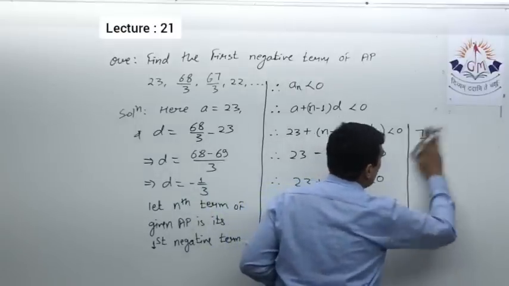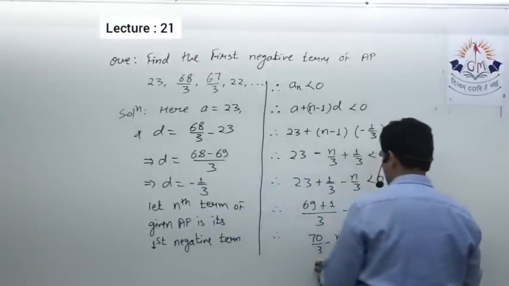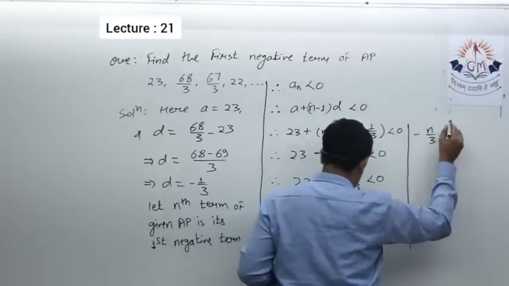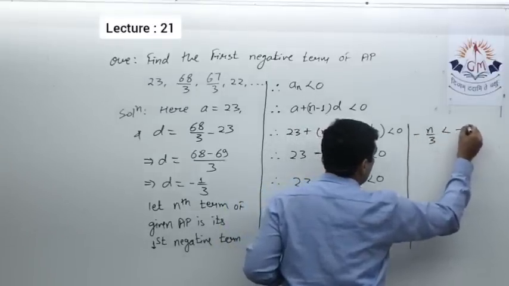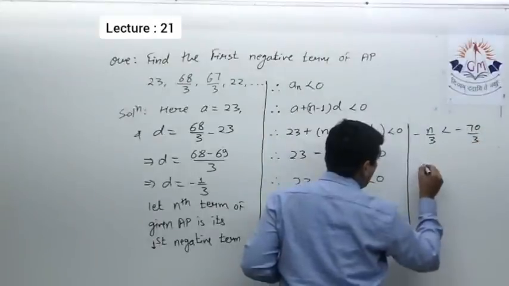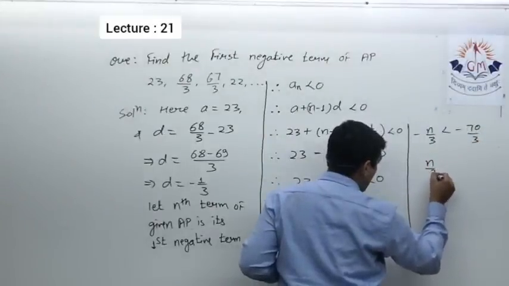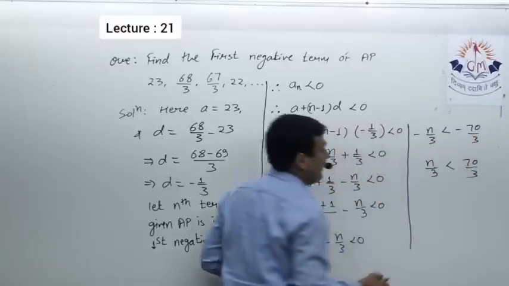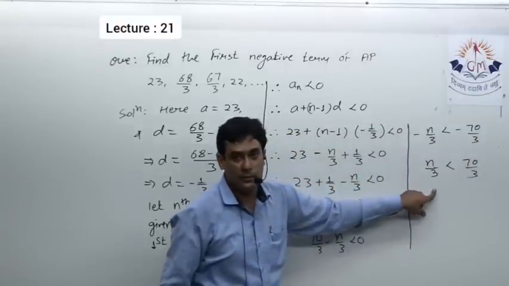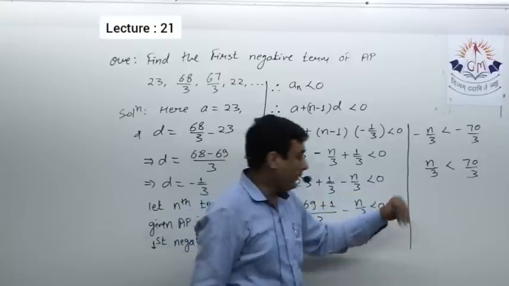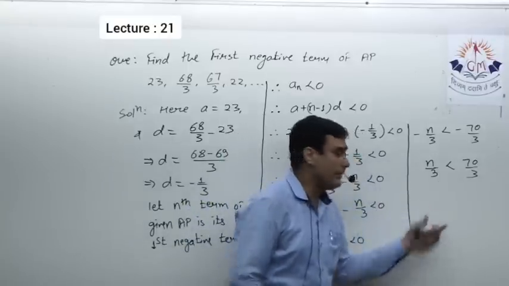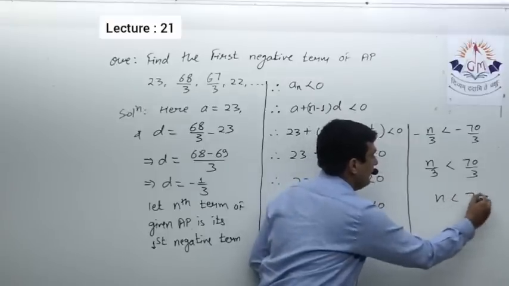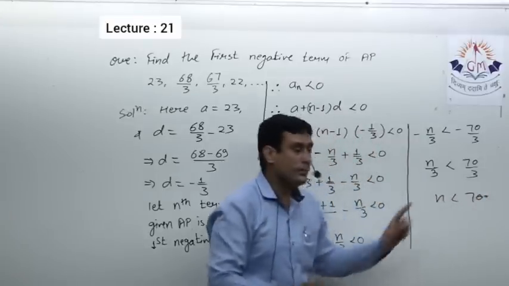But suppose someone takes the 70 upon 3 on that side, minus n by 3 is less than minus 70 by 3, then if you are doing this, n by 3 is less than 70 by 3, by cancelling minus signs, then you will get the incorrect answer, isn't it? Previously we saw n was greater than 70, and here you are getting n is less than 70, so this is wrong. So what is the mistake?